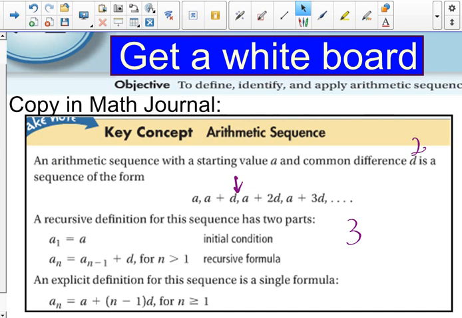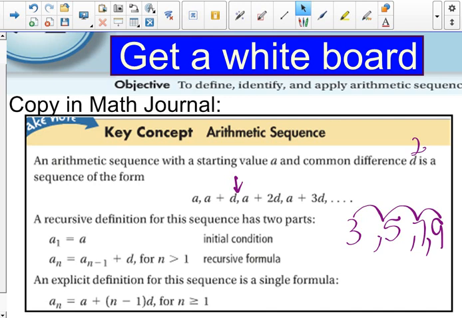So a plus d, what was our difference? 2, so it's going to be 3 plus 2, 5. And now a plus 2 times d, so 2 times 2 is 4. So it's going to be 3 plus 4, it's going to be 7. And the next one's going to be 9. Okay, so do you see as we move on, you're continuing to add 2.